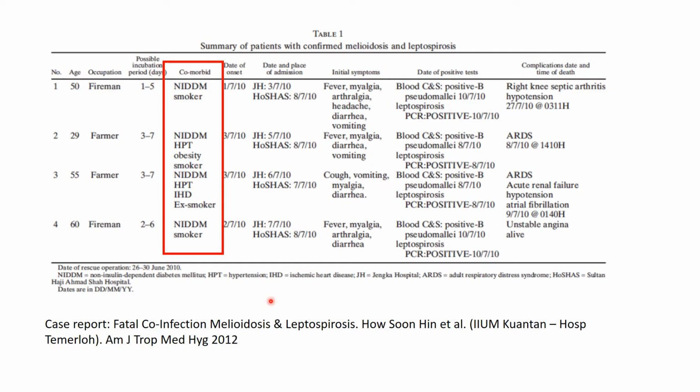So this was reported as a case report by Hao Soon Hin et al. Okay, of all the 4 who died, look at what their comorbidities were. What strikes you the most? Diabetes. 4 of them, all 4 of them had diabetes. Of course, they were smokers. 3 out of the 4 were smokers, and they had other comorbidities like IHD and whatnot. But diabetes, every single one of them had diabetes, and 2 of the 4 actually developed ARDS as well.